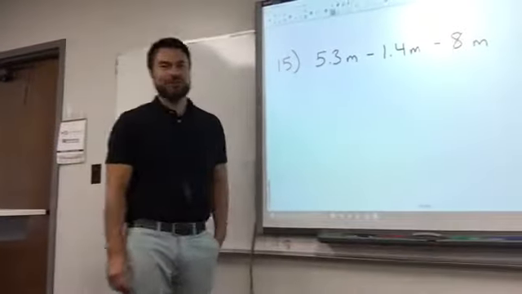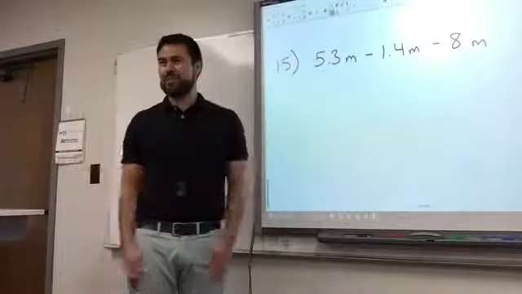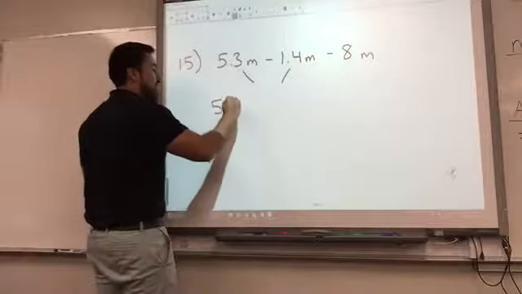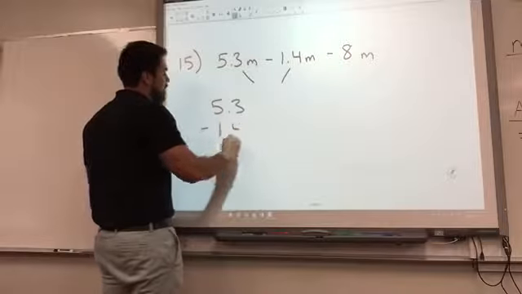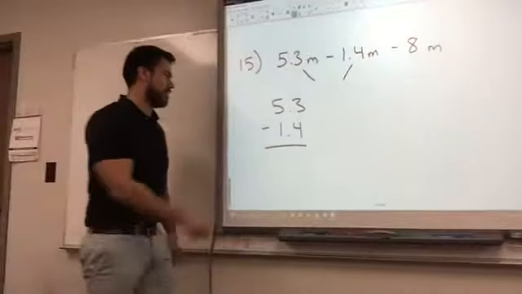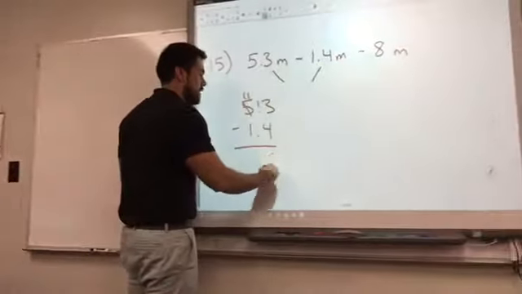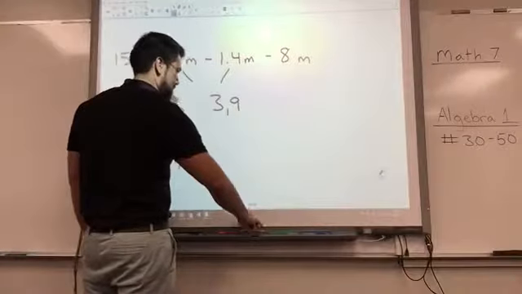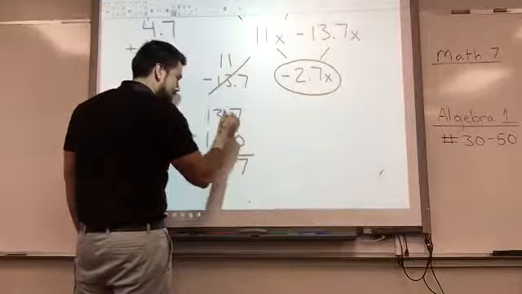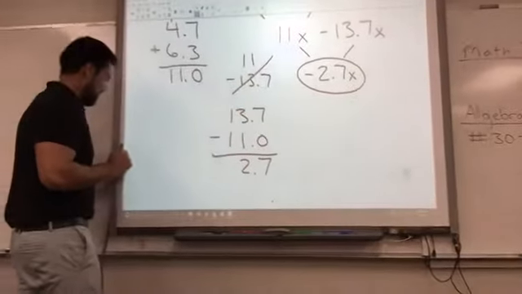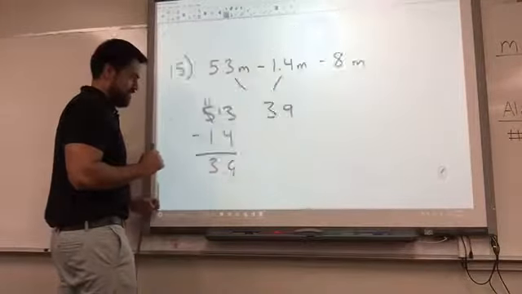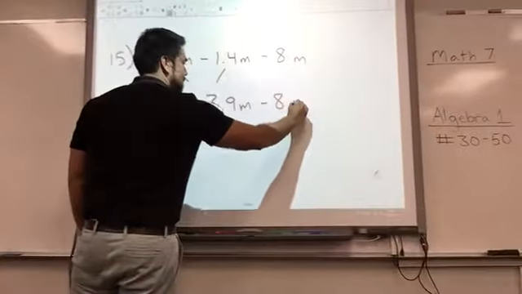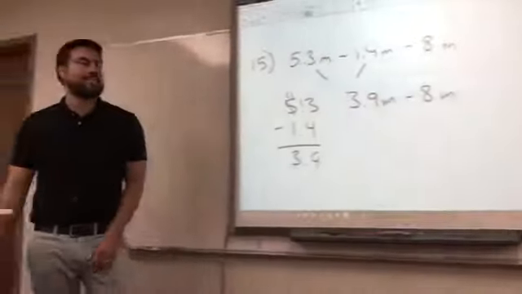What do you do first in this problem? I don't know what to do. I'm scared. Sarah? You do 5.3. All right, 5.3. Are you allowed to do that? Yeah. Okay, good. So we'll get 3.9m. Okay. Minus 8m. All right, so how do I deal with that?